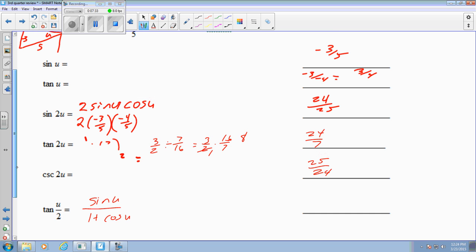Well, we know both the sine and cosine. Our sine is negative 3/5. And our cosine, I think we used that over here, is negative 4/5. So we're going to go 1 plus negative 4/5. And I get negative 3/5 divided by, looks like I'm going to write the 1 as 5/5. 5 minus 4/5 gives me 1/5, which is the same as negative 3/5 times 5 over 1, which gives me negative 3.